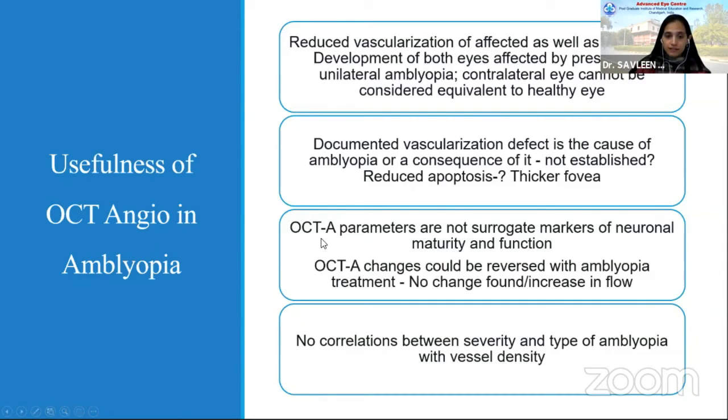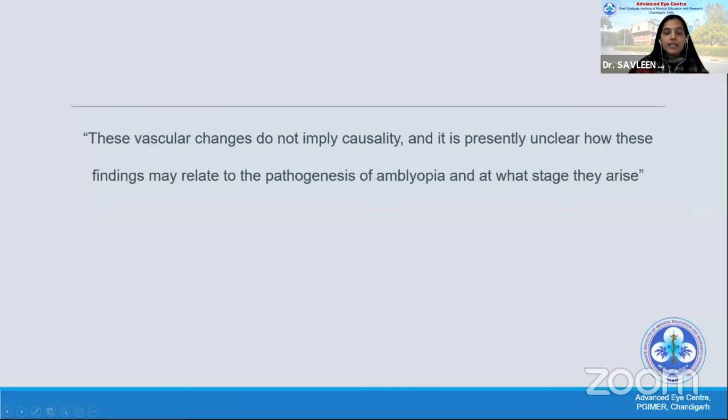OCTA parameters are helpful because they will help us in maybe establishing the vessel density in amblyopia, but we cannot use them as a surrogate for the neuronal maturity, that is the basis of pathogenesis in amblyopia. And the reversal of changes in OCTA, we need larger studies to actually prove that. There is no correlation in any of the studies between the severity of amblyopia, the type of amblyopia, and the vessel density, of course.